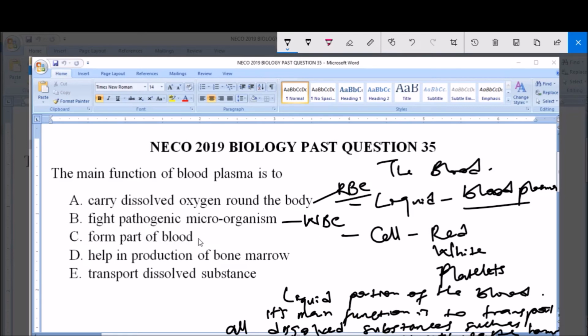C says forms part of the blood. Yes, it's part of the blood, but that is not the main function. And D says help in production of bone marrow. No. And E says transport of dissolved substances. Yes, this is the main function of the blood plasma. Transport dissolved substances, ranging from the nutrients, the waste, and other substances.